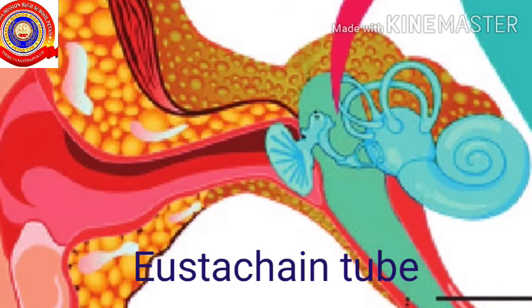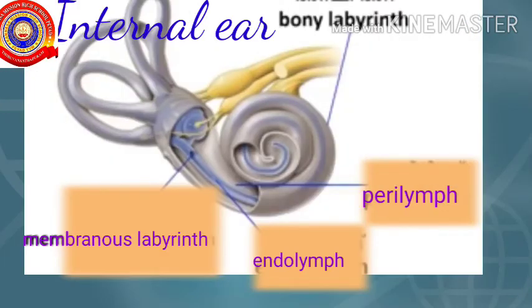Next is the eustachian tube. It connects the middle ear and the pharynx. Look at the picture here. The function is it protects the tympanum by balancing the pressure which is coming from both the sides of the tympanum. Next topic is the internal ear.